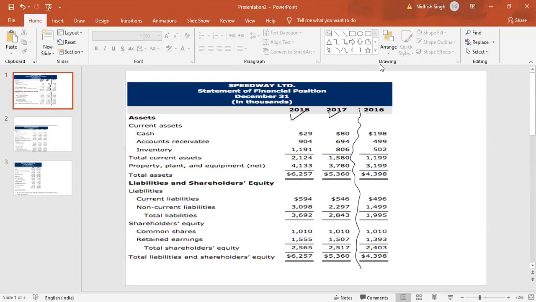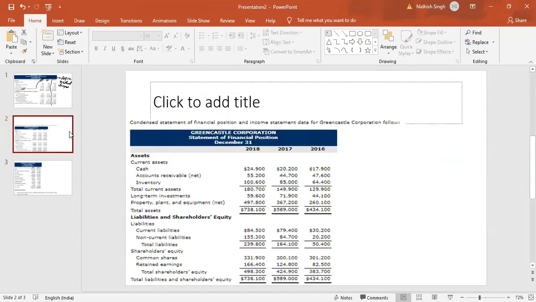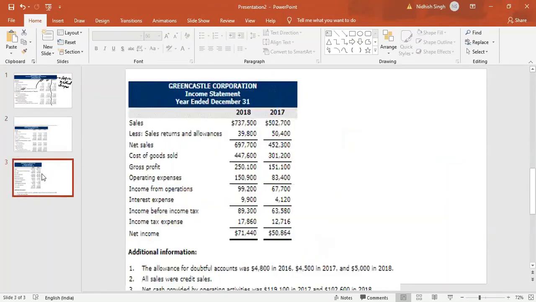So, for instance, you made the change in the property, plant, and equipment because your depreciation method changed. Depreciation method changed. That will also impact your P&L.